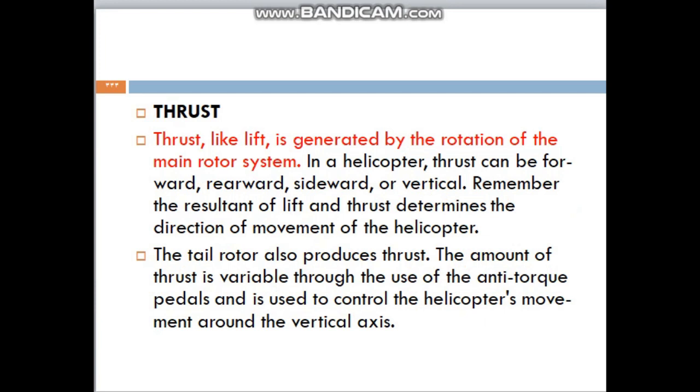Thrust. Thrust, like lift, is generated by the rotation of the main rotor system. In a helicopter, thrust can be forward, rearward, sideward, or vertical. Remember, the resultant of lift and thrust determines the direction of movement of the helicopter. The tail rotor also produces thrust. The amount of thrust is variable through the use of anti-torque pedals and is used to control the helicopter's movement around the vertical axis.